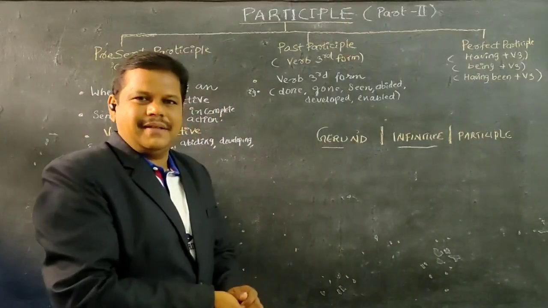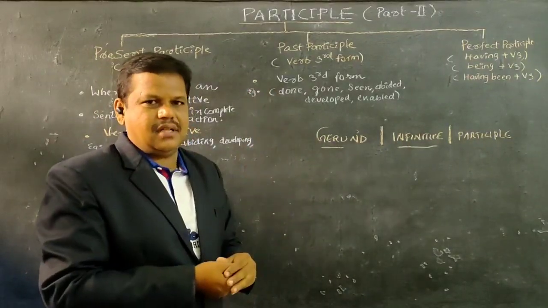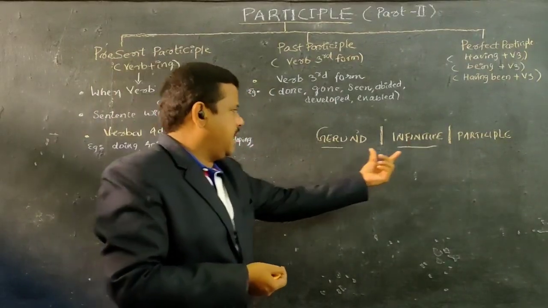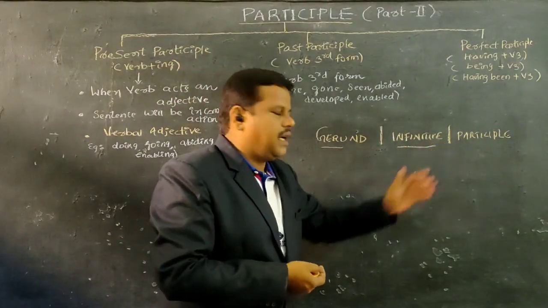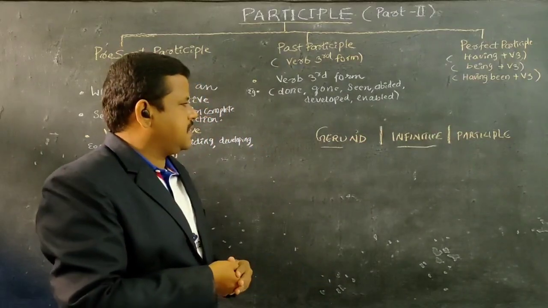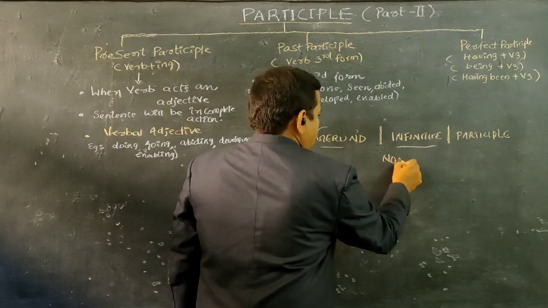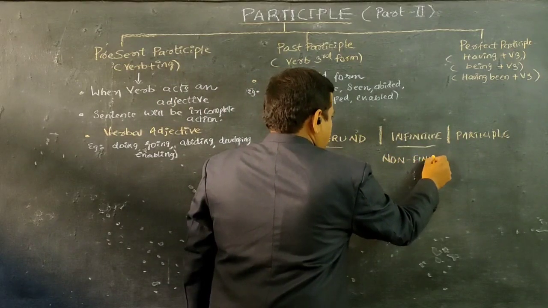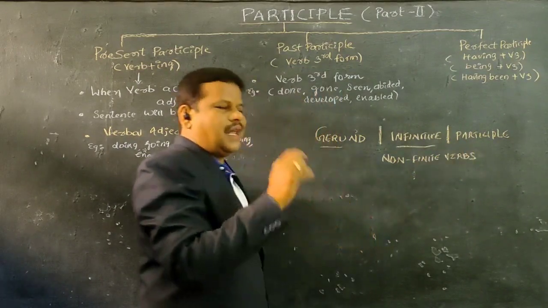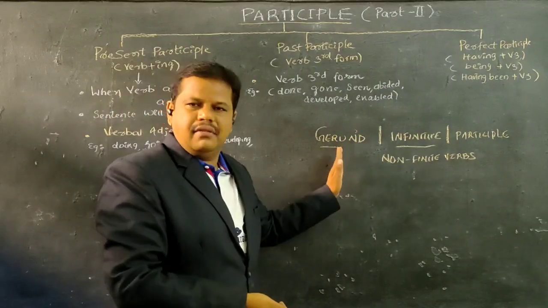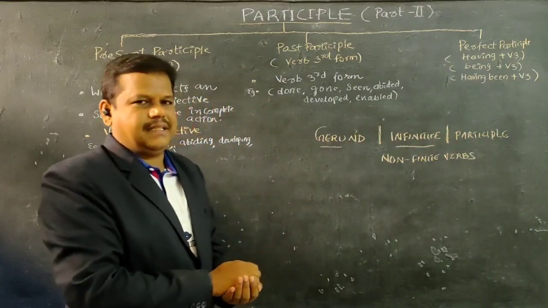Now students, let us once again recapitulate the part 1 session which we discussed, that is gerund and infinitive. These gerund, infinitive and participles are very important concepts which are used in non-finite verbs. Yesterday's class I explained the meaning of gerund with a few examples, and infinitives, and today we are going to discuss participles.